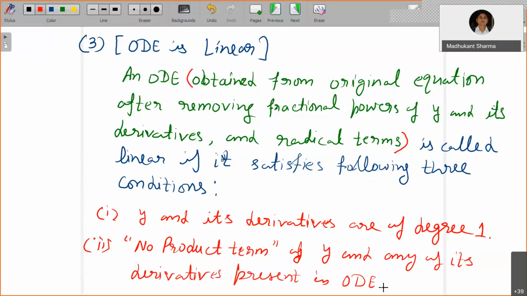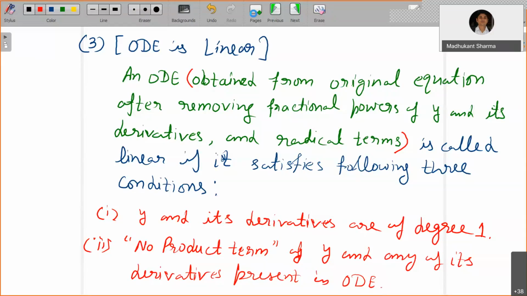No product term of y and any of its derivatives present in the ODE means you take the set y, y dash, y double dash and other derivatives, and you choose any two from there, so a product term of them should not be there. So the kth derivative into the (k minus 1)th derivative, or the kth derivative into y. Even consecutive ones are not possible. So no product term of y and any of its derivatives in the ODE. That's the second condition, which is also very easy to identify.